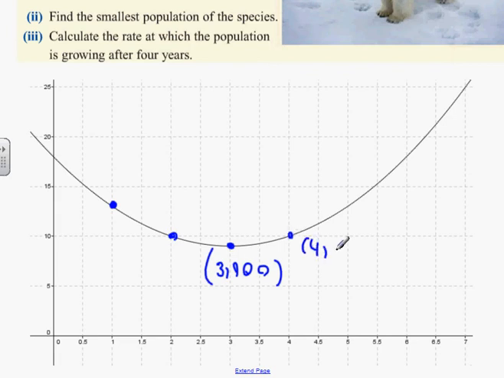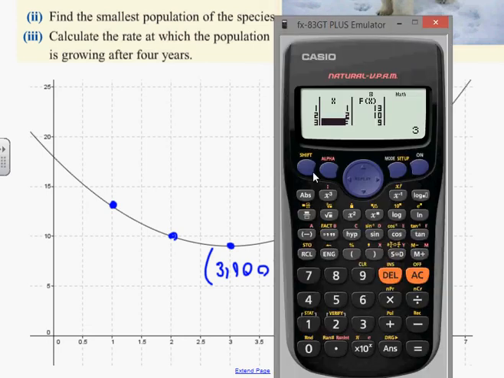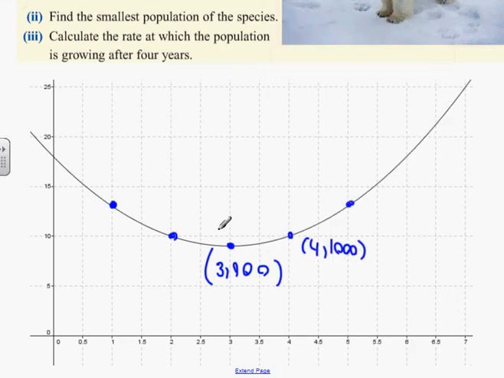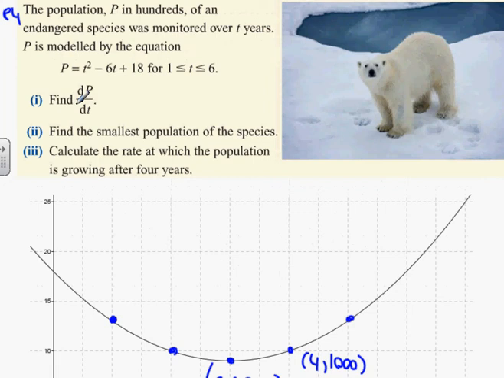So you can see that population growth can be modeled on a quadratic equation. Now, what it's saying is, find the dP/dt. The dP/dt is quite easy to do. It's just 2t minus 6. No big deal there. Paying attention, guys? 2t minus 6. Find the smallest population of the species.